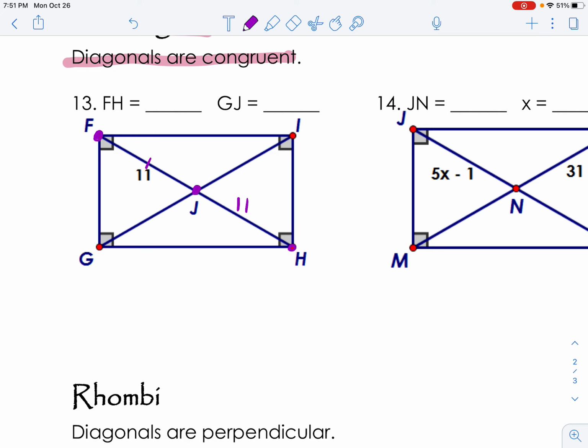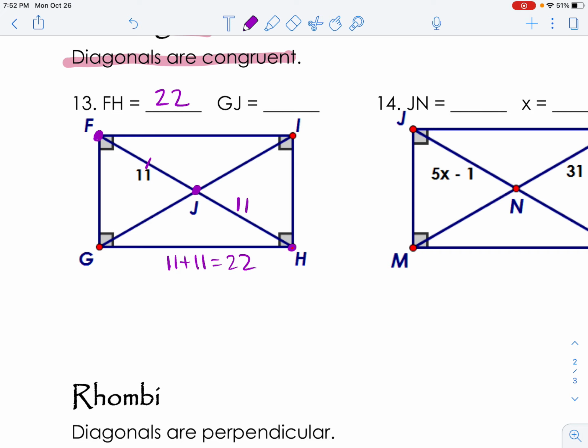I now want to find the total from F to H. When we talk about total distance, even just the word total, what do you think of? You should hopefully start to think of addition. Total is the sum of the two distances. So FJ is 11, JH is 11, so FH is 11 plus 11, which is 22. So FH is 22.